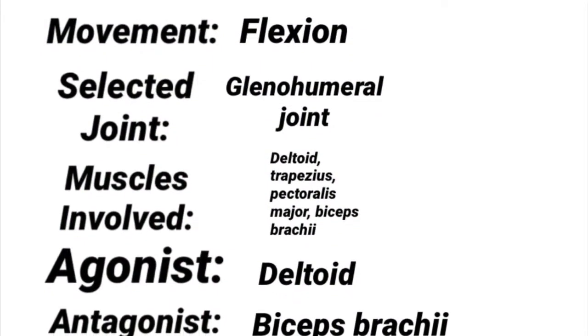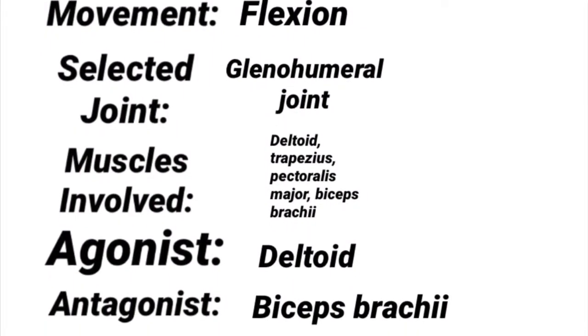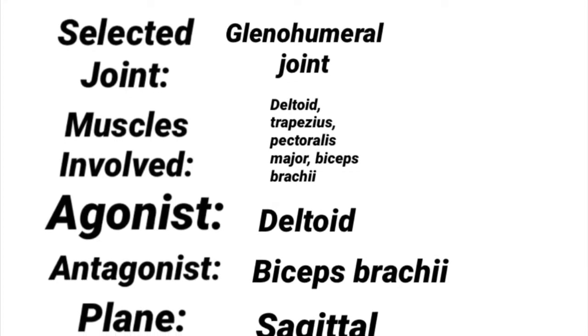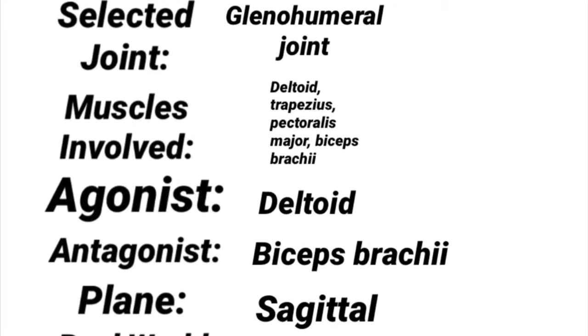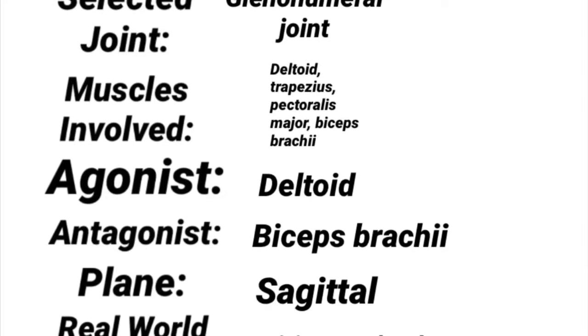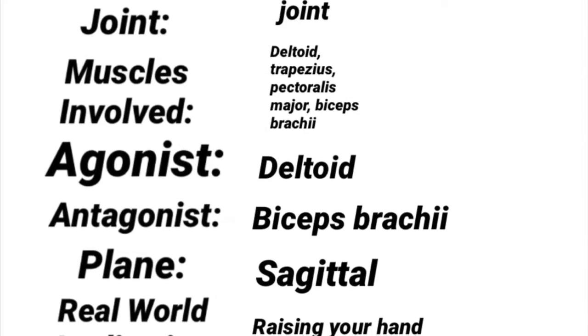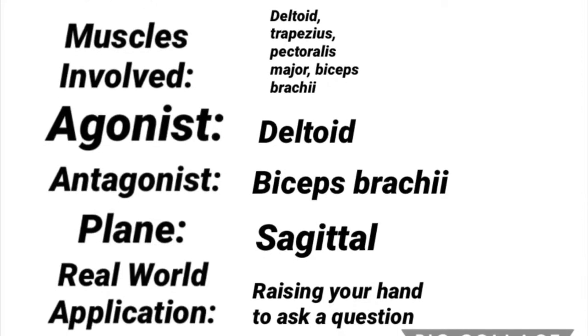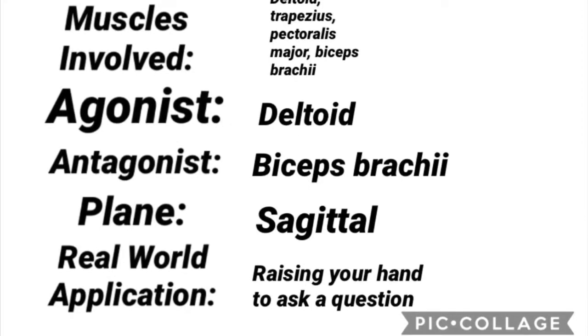Our first movement was flexion. The selected joint is the glenohumeral joint. The muscles involved are the deltoid, trapezius, pectoralis major, and the biceps brachii. The agonist is the deltoid, and the antagonist is the biceps brachii. The plane this movement takes place is the sagittal plane, and a real-world application would be raising your hand to ask a question.